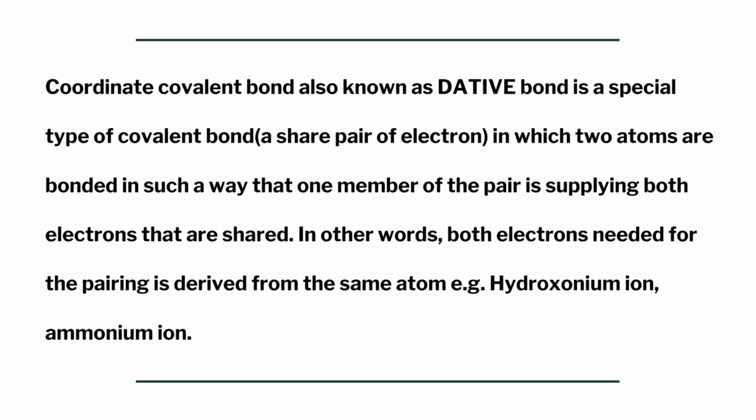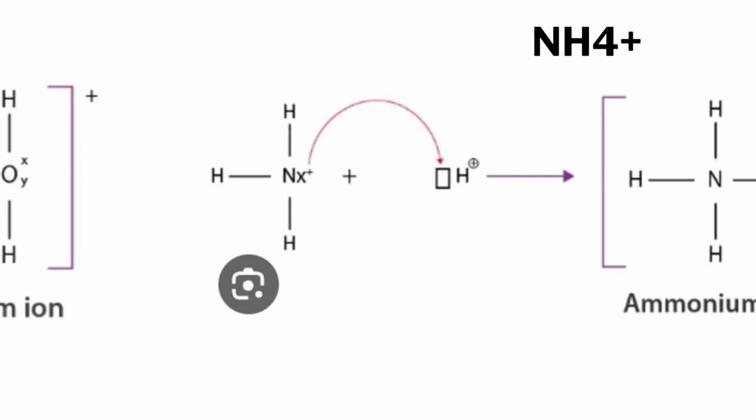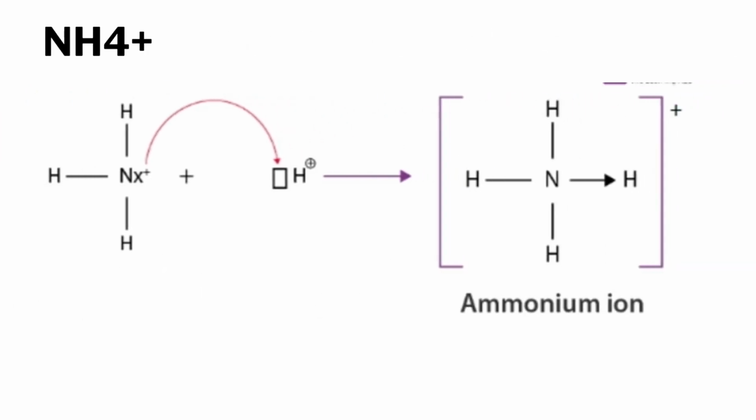The other atom will just stay on its own, but there is one atom participating that is supplying both electrons that are shared. An example is hydroxonium ion and ammonium ion. So in this diagram here, we see oxygen. We see a pair of electrons coming to the hydrogen to make it complete its octet.